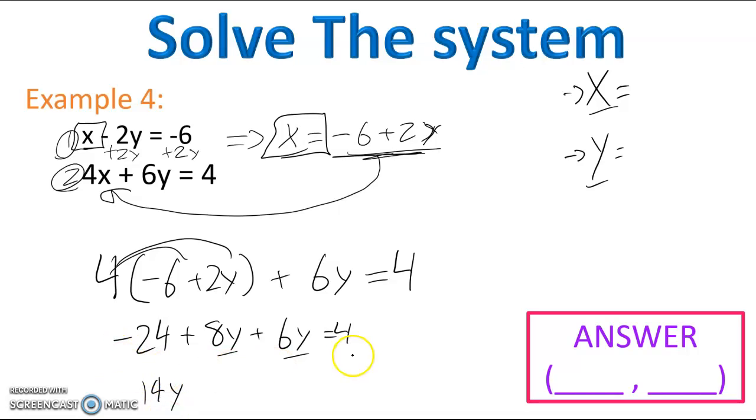I have to move my numbers to one side, so I'm going to add the 24. I'm going to get 14y is equal to 4 plus 24, which is 28. Now I solve for y. I divide the 14 on both sides, and I'm going to get that y is equal to 2. All right.